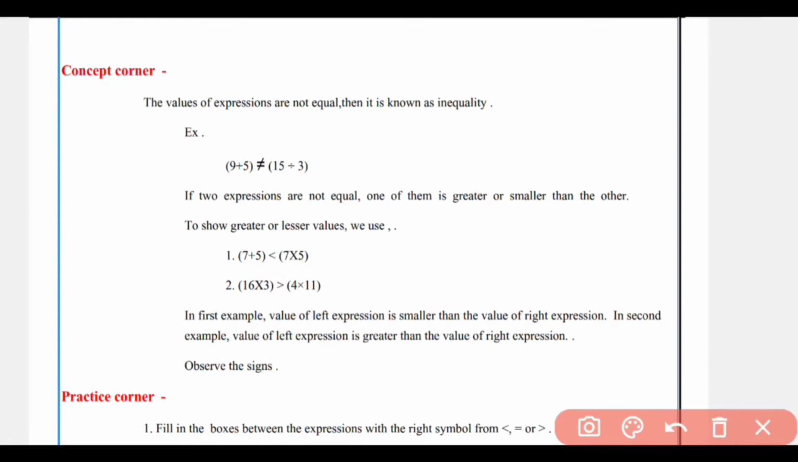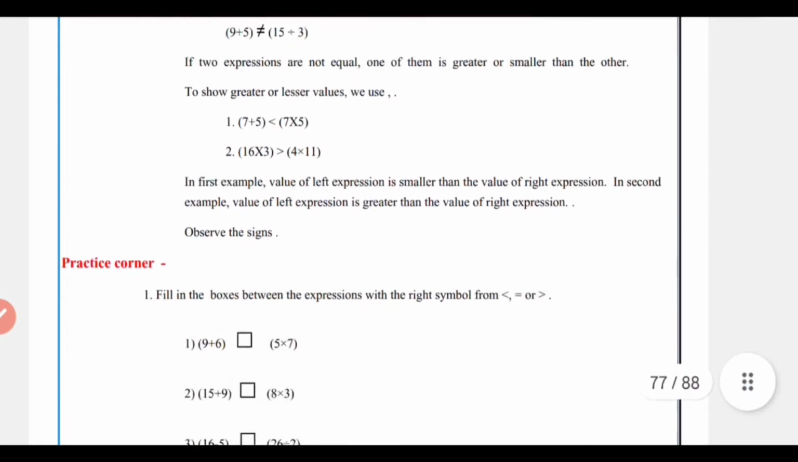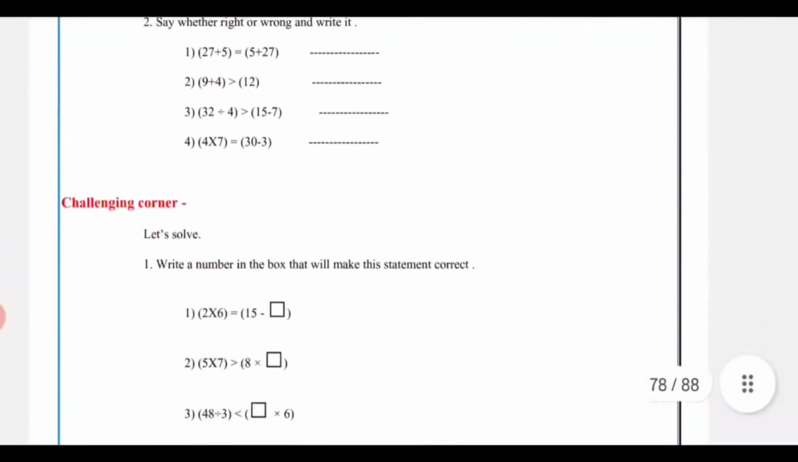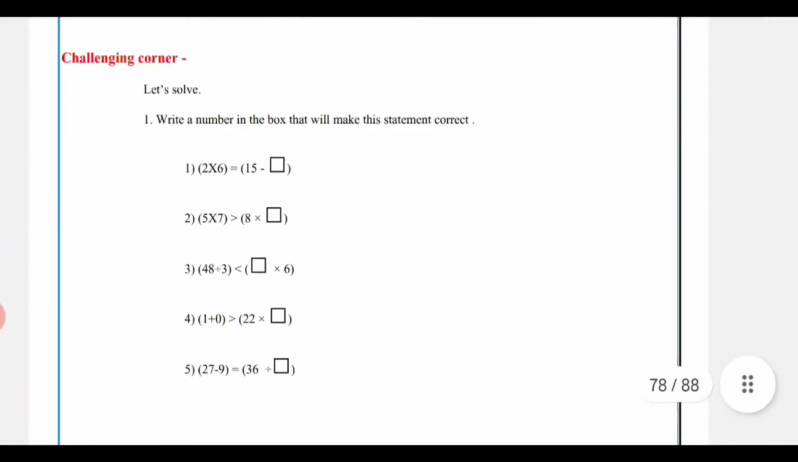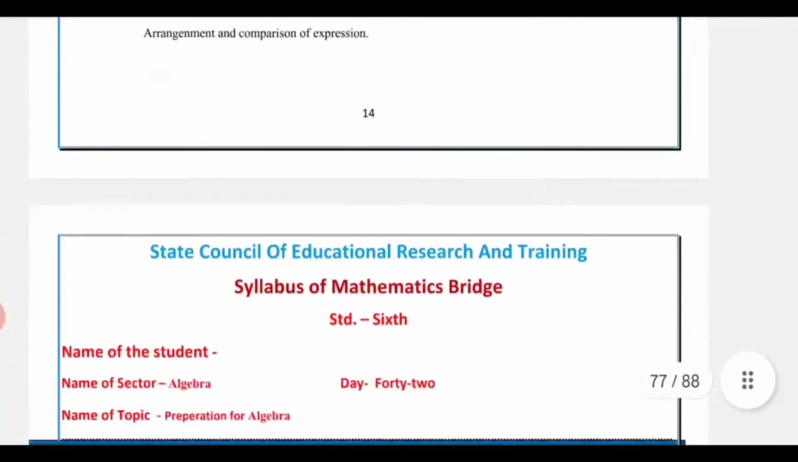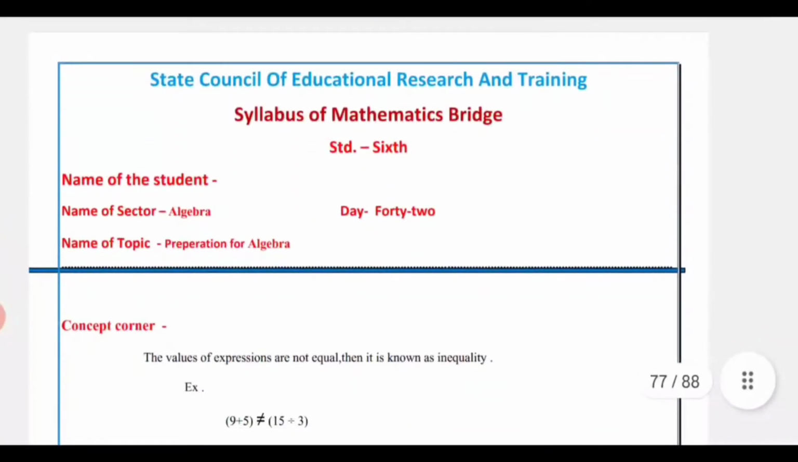Same thing we can see in the next example. 16 into 3 is 48 and 4 into 11 is 44. So 44 is smaller and 48 is bigger, and that's why we can show it by this sign. So these signs and symbols we can use to solve our sums from practice corner and from challenging corner also. So let us solve these sums in our notebook from day 42.